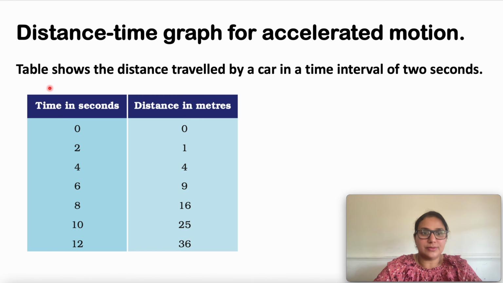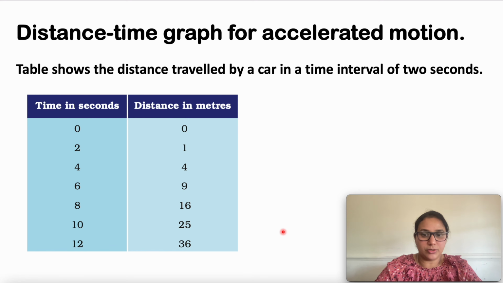This table shows the distance traveled by a car in a time interval of 2 seconds. That means when the time is 0 seconds, distance is also 0. When the time is 2 seconds, distance covered is 1 meter. When the time is 4 seconds, the distance covered is 4 meter. When the time is 6 seconds, the distance covered is 9 meter and so on.